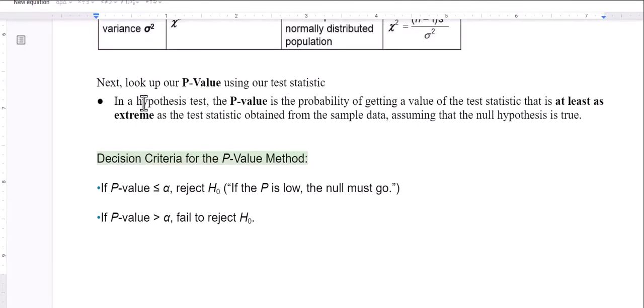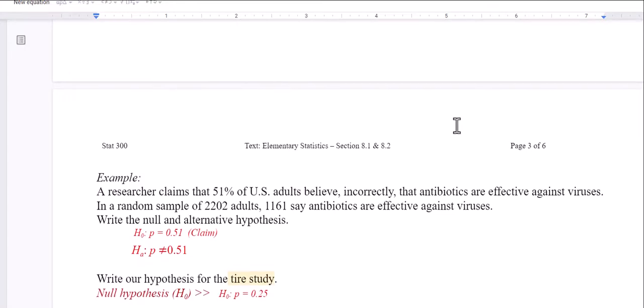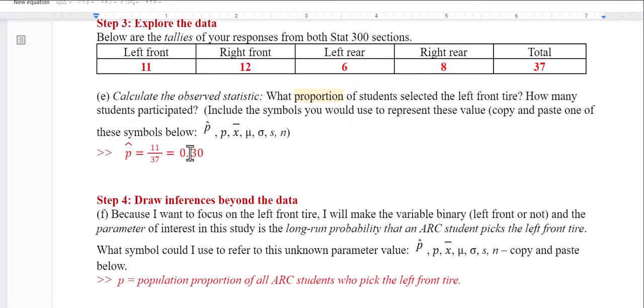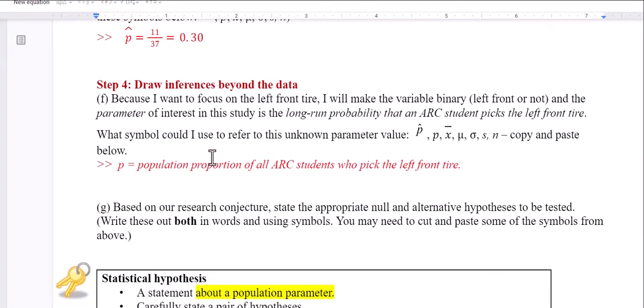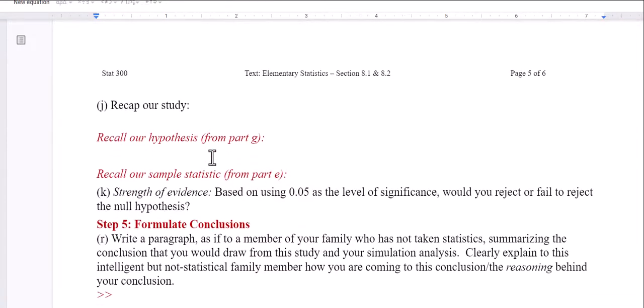A p-value in a hypothesis test is the probability of getting a value of the test statistic that is at least as extreme as the one obtained in our sample data. So how likely are we to get our sample, or in this case our proportion? What was our proportion? It was 0.3, I think. Yes, 0.3. So the p-value is how likely we are to get this. And then we'll compare that to our level of significance.